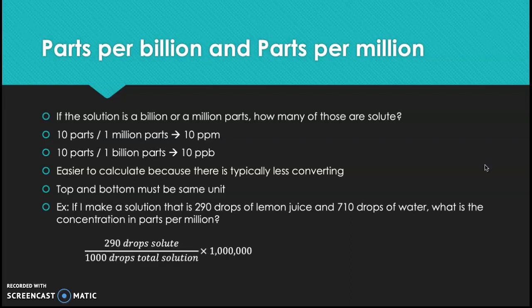Okay, so we have 290 drops of solute, right? That's our lemon juice, and we have 1,000 total drops of solution. So that's our lemon juice plus our water. And we would times that by 1 million because we are looking at parts per million. And we would get 290,000 parts per million of lemon juice. Okay.